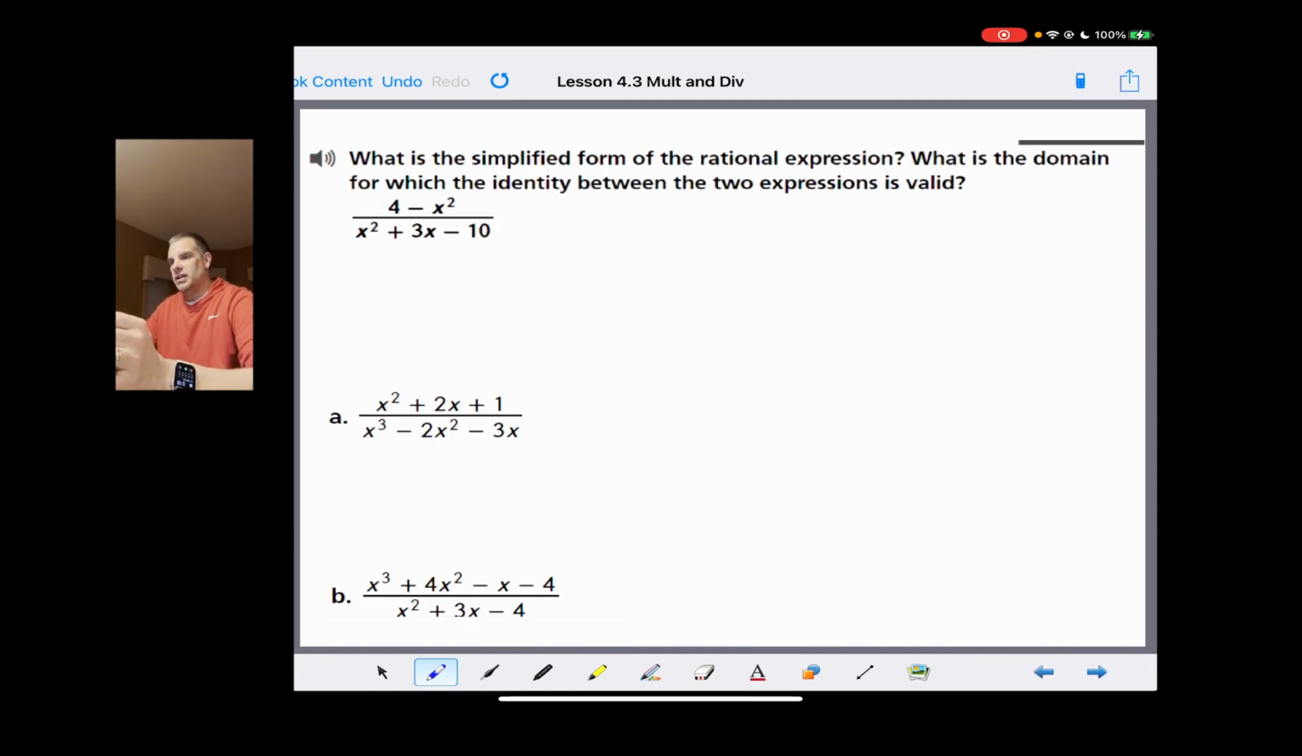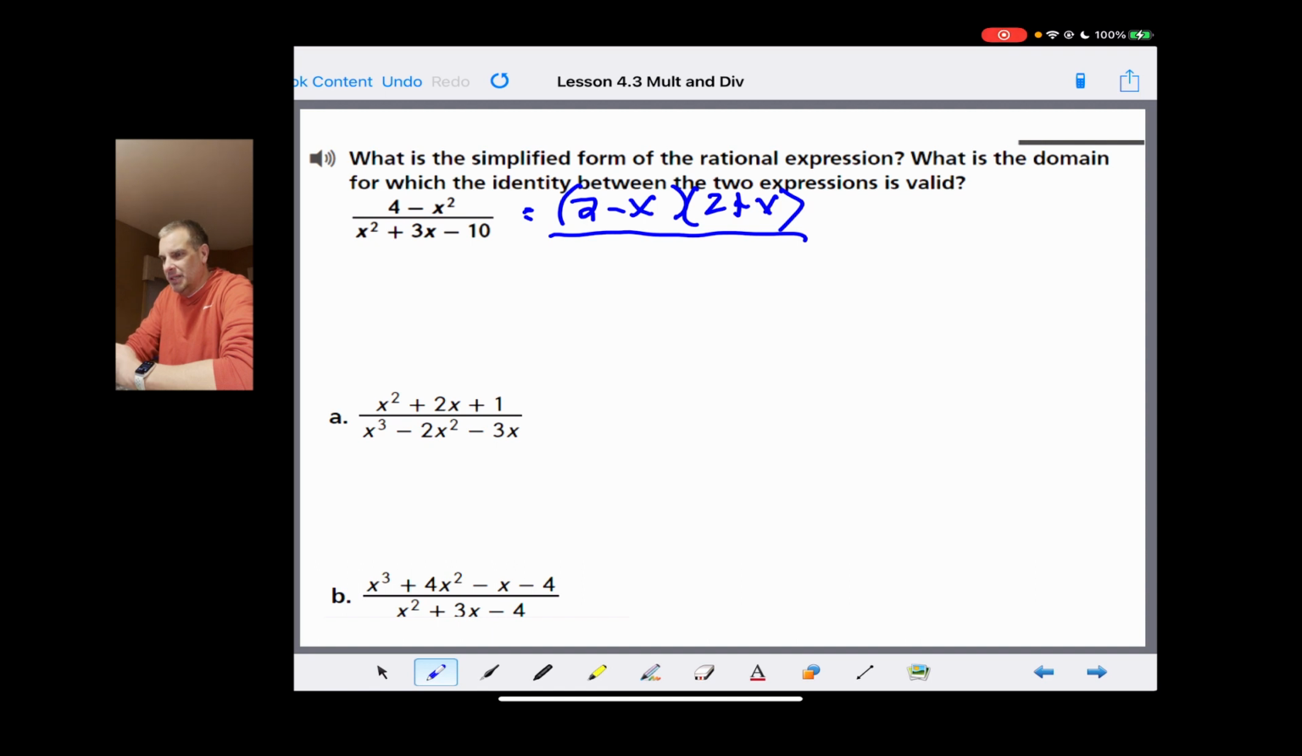Okay, so let's look at another example or two. So it says, what is the simplified form of the rational expression? What is the domain for which the identity between the two expressions is valid? Okay, so we're going to go ahead and factor the top one. I notice the 4 is a perfect square and the x squared is a perfect square. So we've got that difference of squares. Square root of 4 is 2. Square root of x squared is x. So that's 2 minus x and 2 plus x.